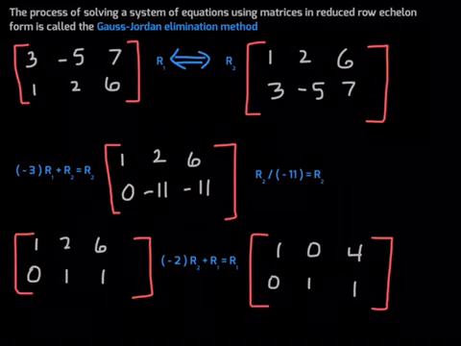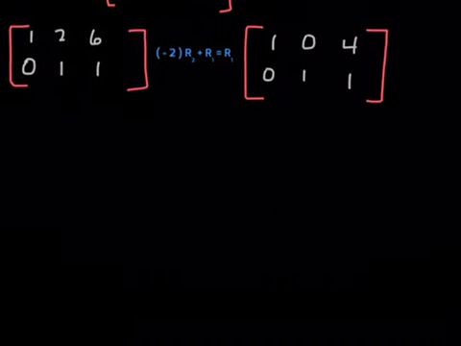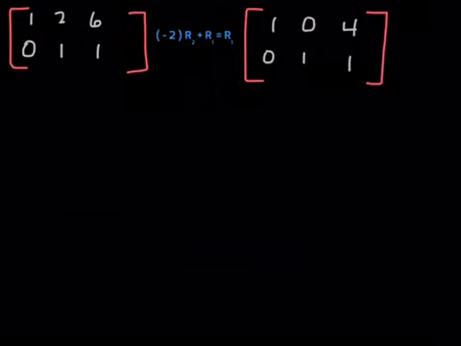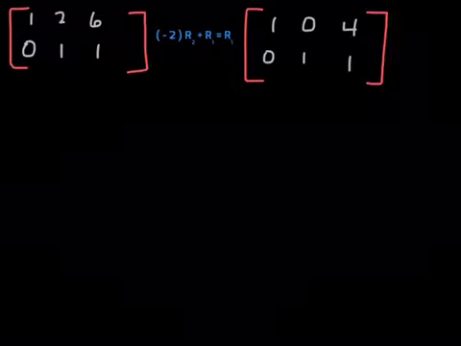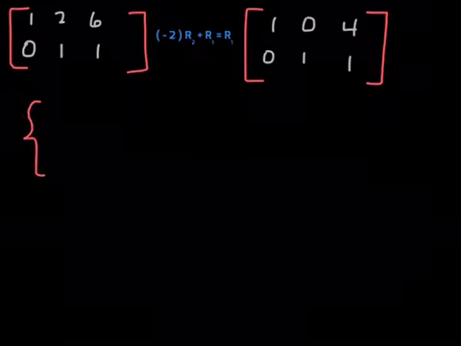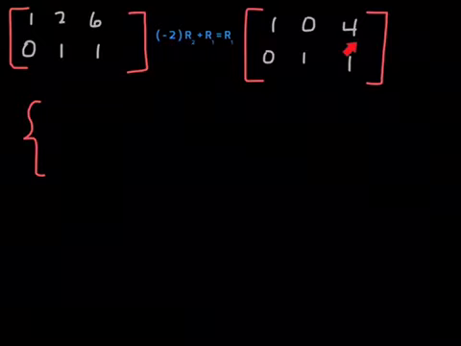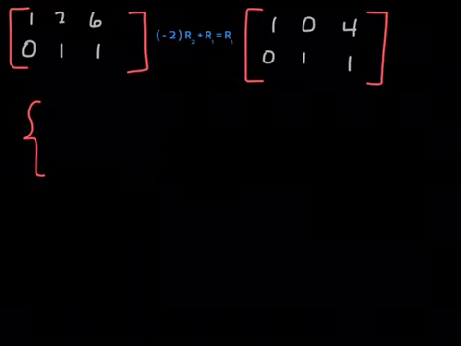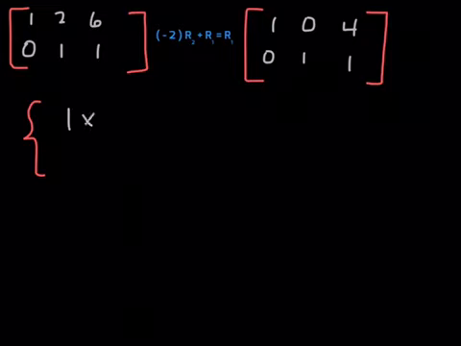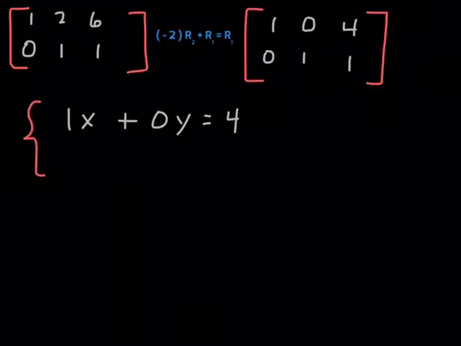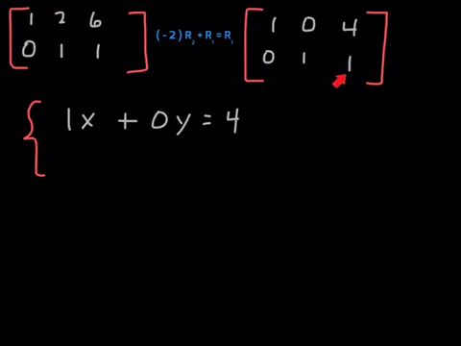Okay? So what I want you to do is, can you now rewrite the matrix back in system form? So remember that the first row corresponds to the coefficients of the first equation. So therefore it's 1x plus 0y is equal to 4. Let's write that down. 1x plus 0y is equal to 4. The second equation says 0x plus 1y is equal to 1.